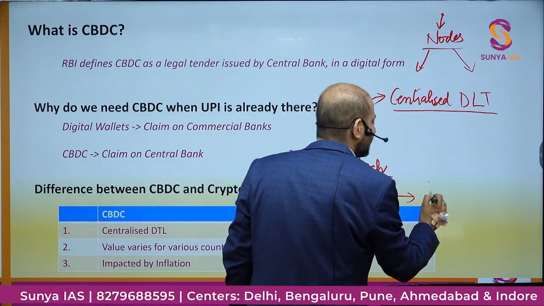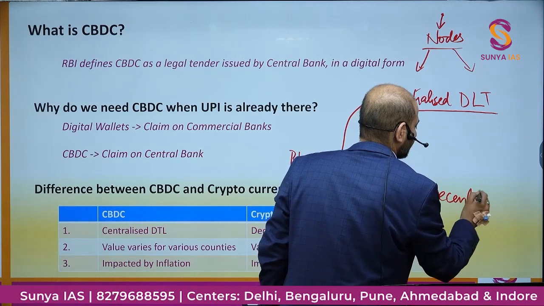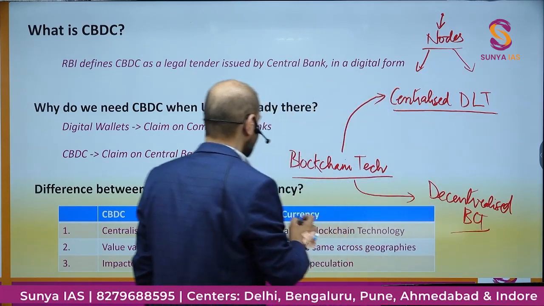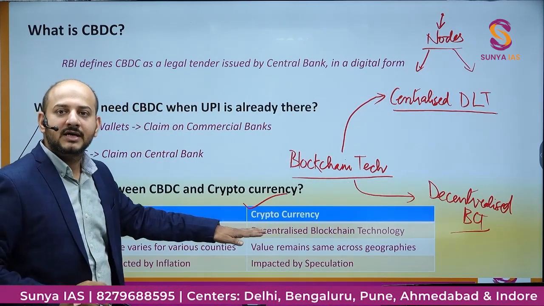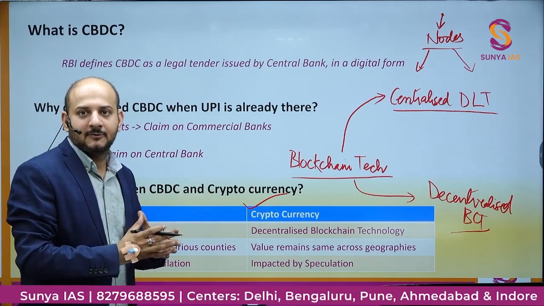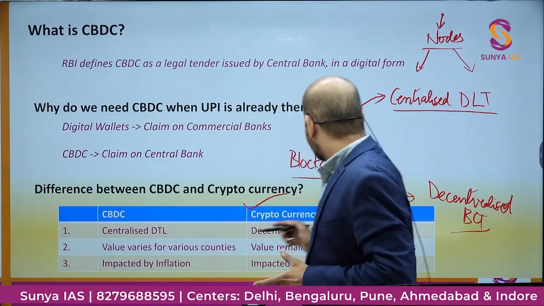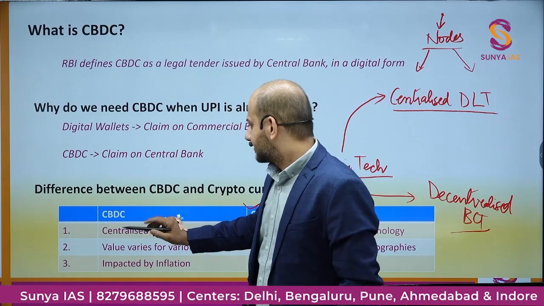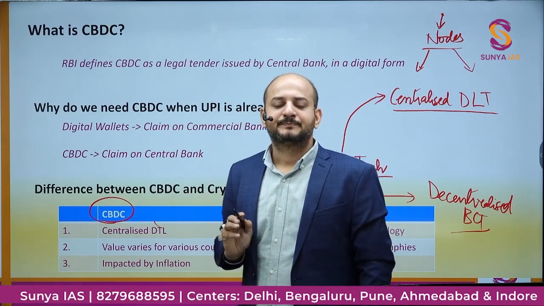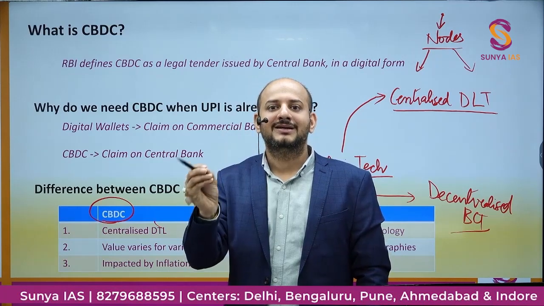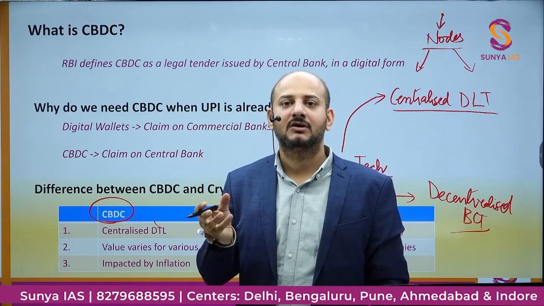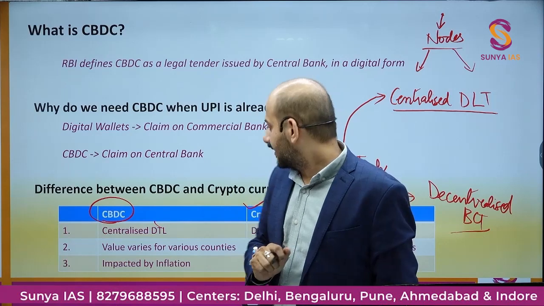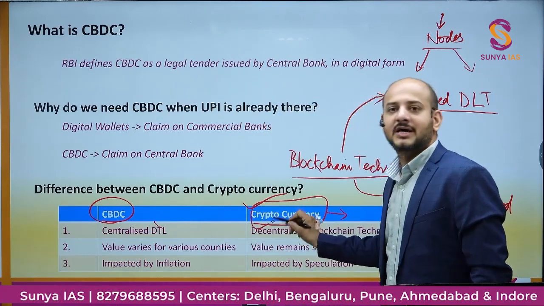Whereas another aspect is decentralized blockchain technology. This is cryptocurrency. Mostly these are virtual currencies governed by private organizations, basically the founders, and based on their network protocols. One more difference, that CBDC is basically not, as I have already told, a digital representation or equivalent of cash. It is cash in itself, whereas cryptocurrencies are virtual currencies.